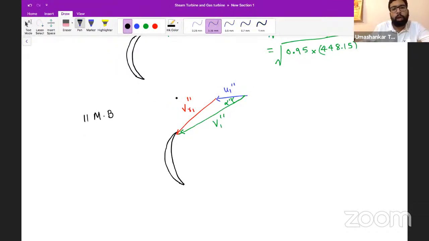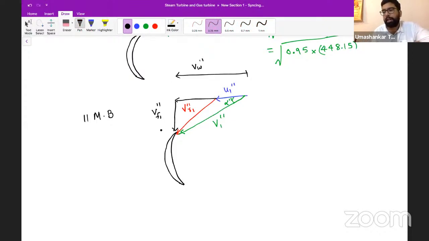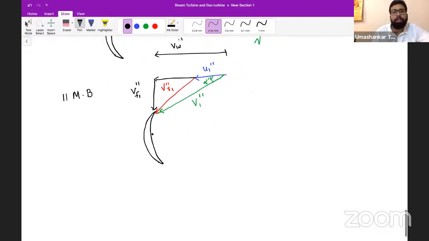Okay. So now if we complete this triangle, we will have this VF1 double dash, and this whole will be VW double dash, and this is VR1 double dash, and this we are making X, okay, that we use. I think you are very much aware of this velocity triangle.